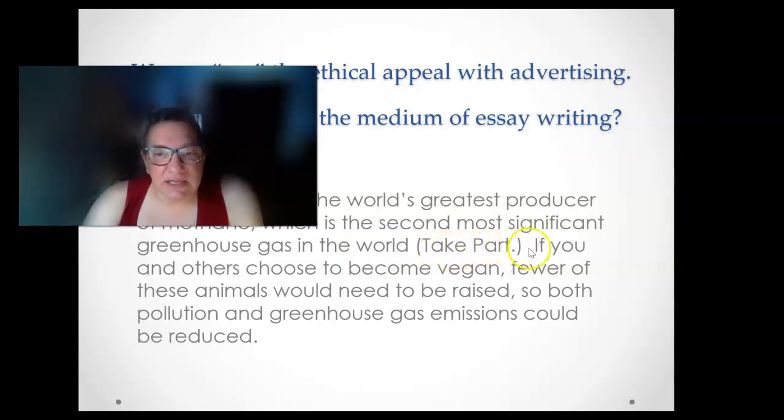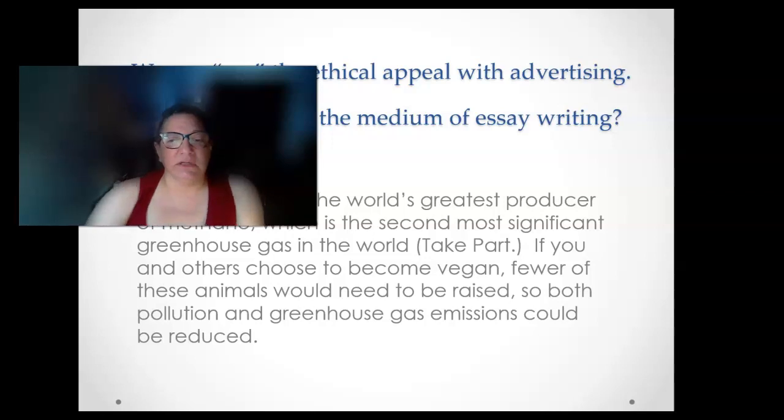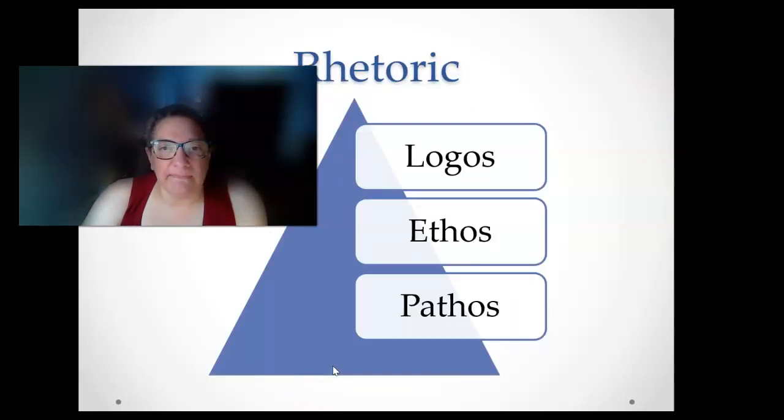And then we have the student saying, if you and others choose to become vegan, fewer of these animals would need to be raised, so both pollution and greenhouse gas emissions could be reduced. So you see how she's making an ethical appeal, right? She's saying, here we have this methane gas, and if we do this, it will change the world. Okay, so once again, right, there's the logic, the ethical, and the feelings. Now, how we use those is up to us.